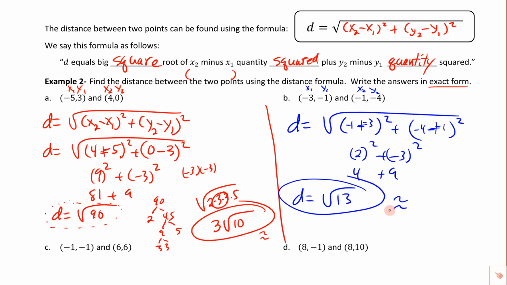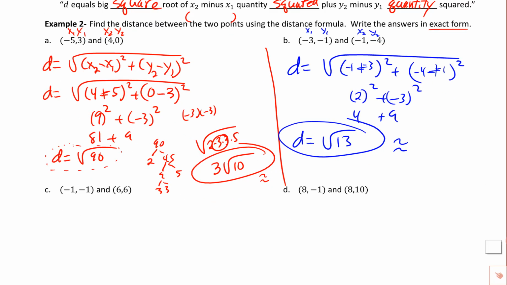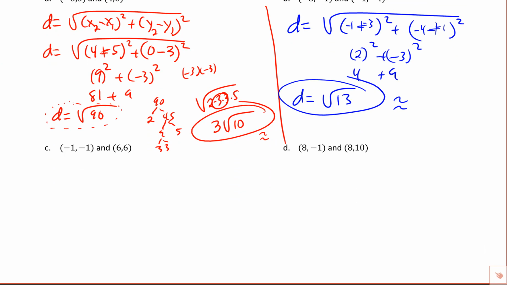But we've estimated these types of numbers before, and the instructions say get the exact answer, so definitely do that. Okay, let's take a look at the next one, C. We've got some points here. Again, I'm going to write down a d. I'm going to write a big square root.